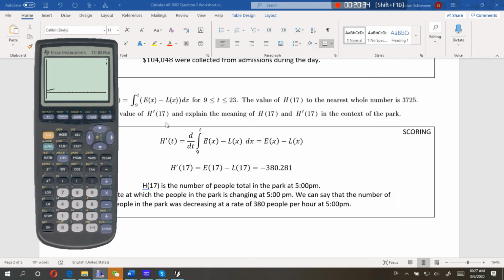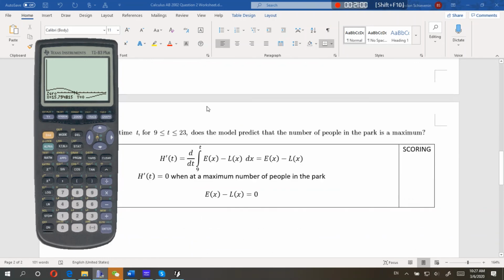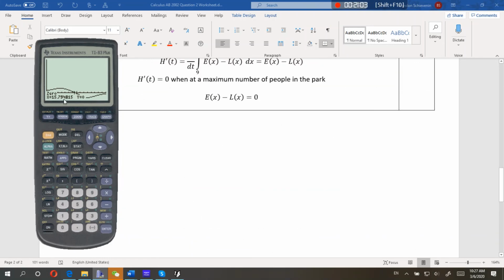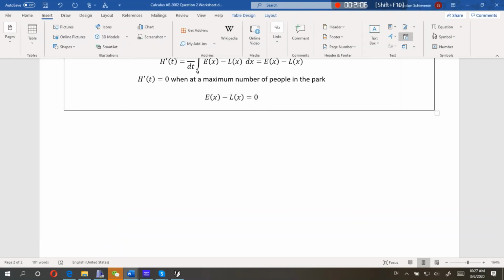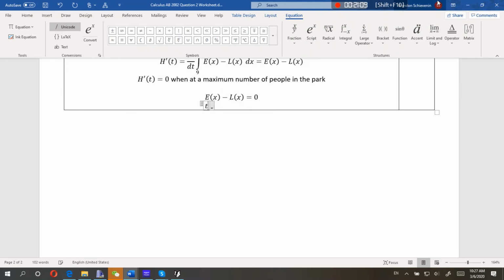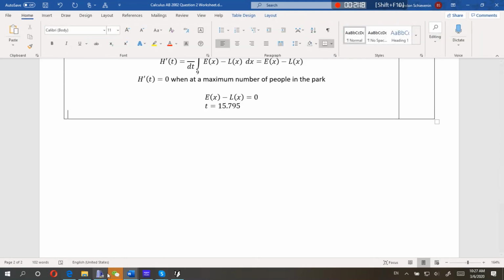So if I graph this, we're interested in when this hits 0. Okay, so that is right there. So I'm going to calculate that zero. Left bound, okay, that's positive, and right bound, that's negative. So our 0 is at 15.794. I guess 15.795, because it's going to round up.